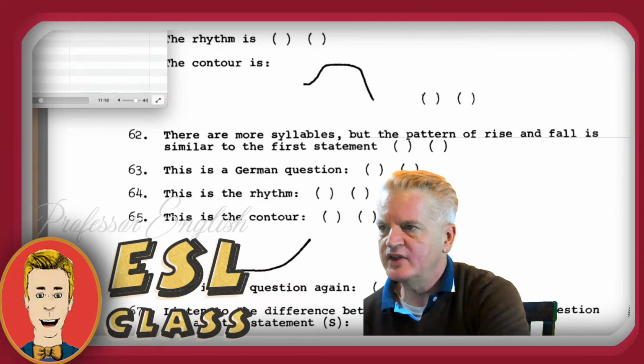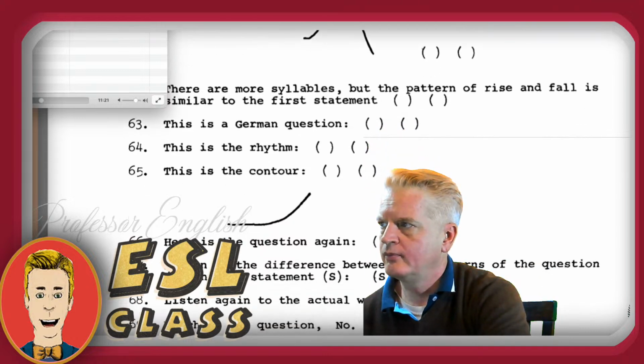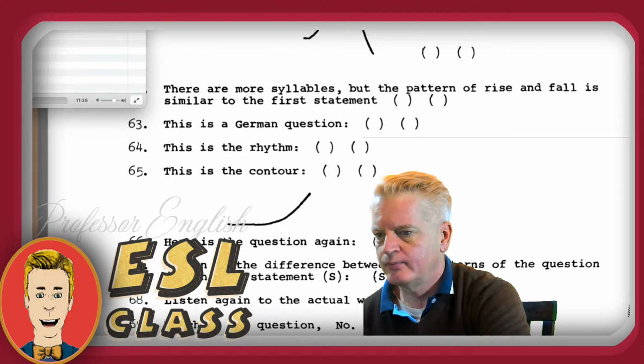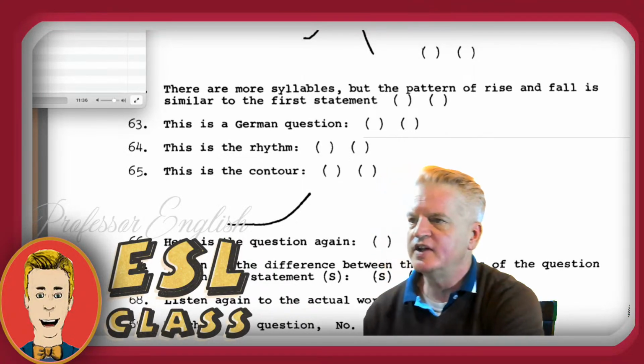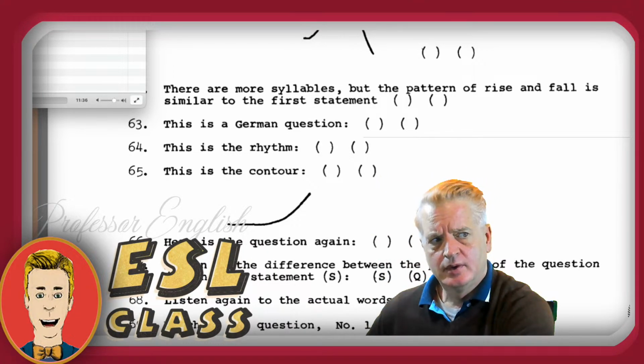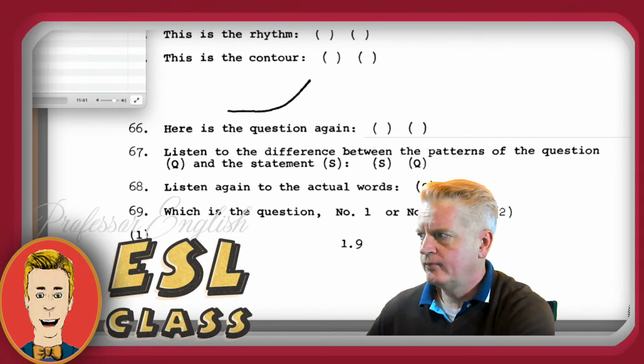63. This is a German question. Verstehen Sie Frau Kunze? 64. This is the rhythm. Da da da da da da da. 65. This is the contour. Da da da da da da da da.